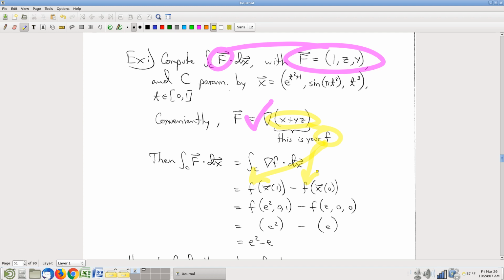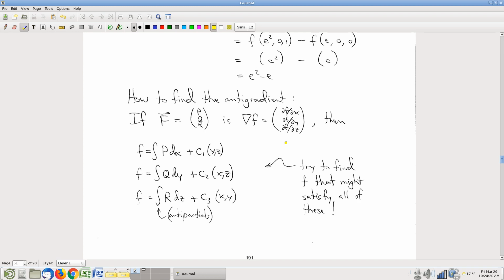Okay. All right. So now let's go on to the natural next question to ask. What if we don't have a freebie anti-gradient given to us? How do you find that anti-gradient? Here's a procedure. There are different ways to do this. This is, I think, the most easily understood. This is the most natural way to do it.